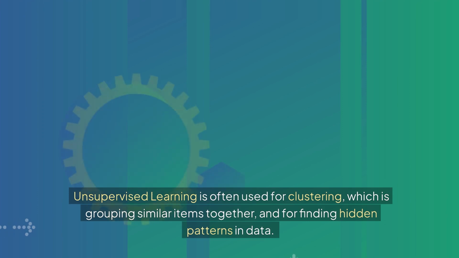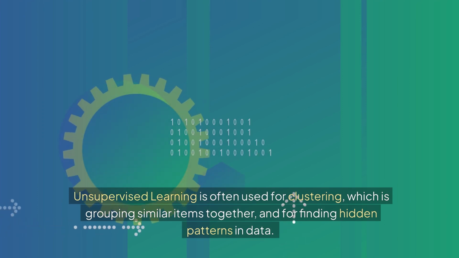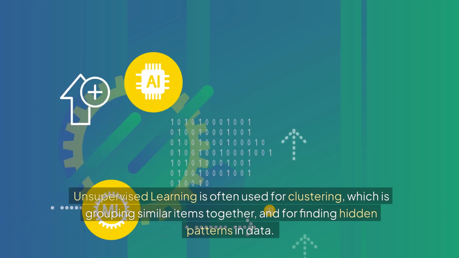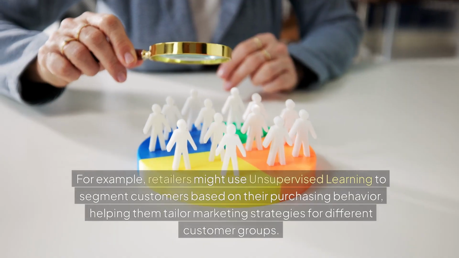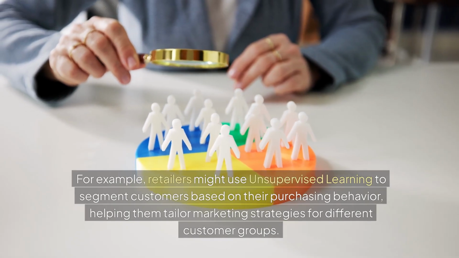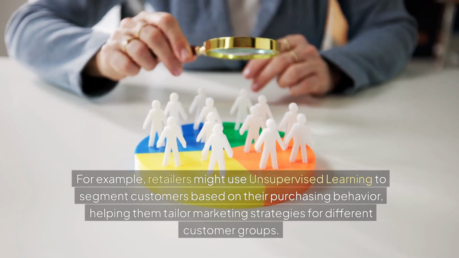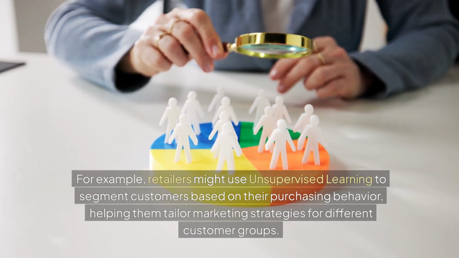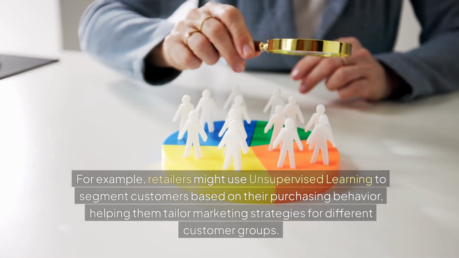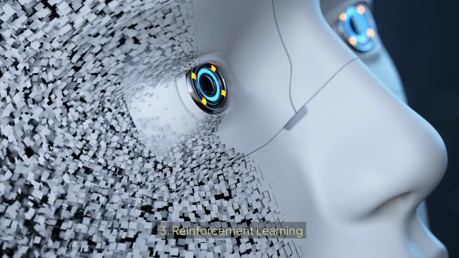Unsupervised learning is often used for clustering, which is grouping similar items together, and for finding hidden patterns in data. For example, retailers might use unsupervised learning to segment customers based on their purchasing behavior, helping them tailor marketing strategies for different customer groups.